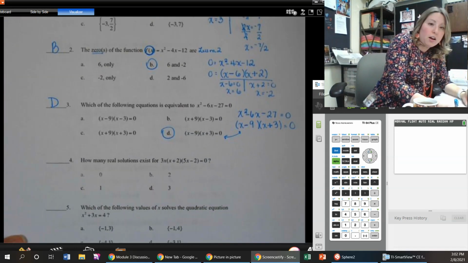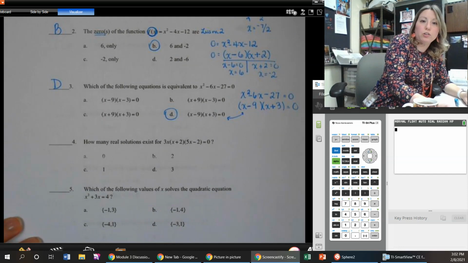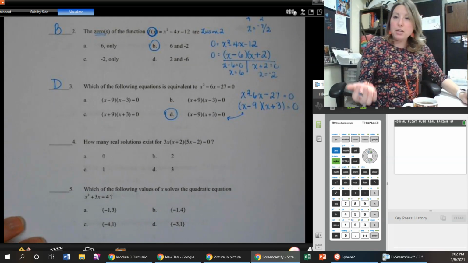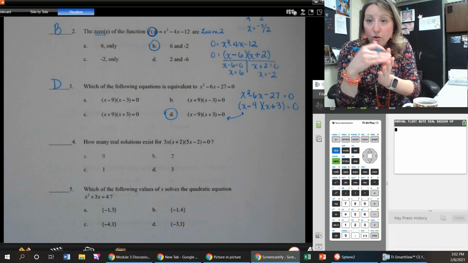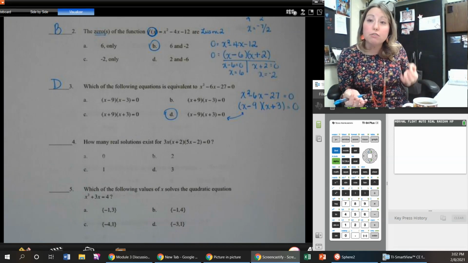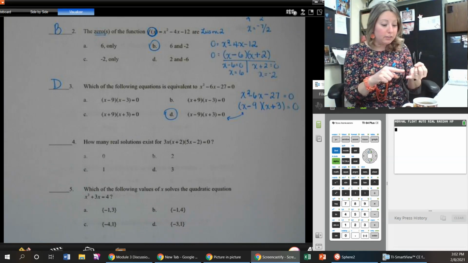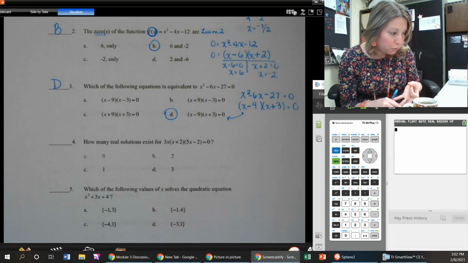Okay. Now this one is interesting. How many real solutions exist? Meaning, when I look at those 3 factors, how many places are going to give me answers for x? Is it 1 of those places? Is it 2 of those places? Is it 3 of those places?